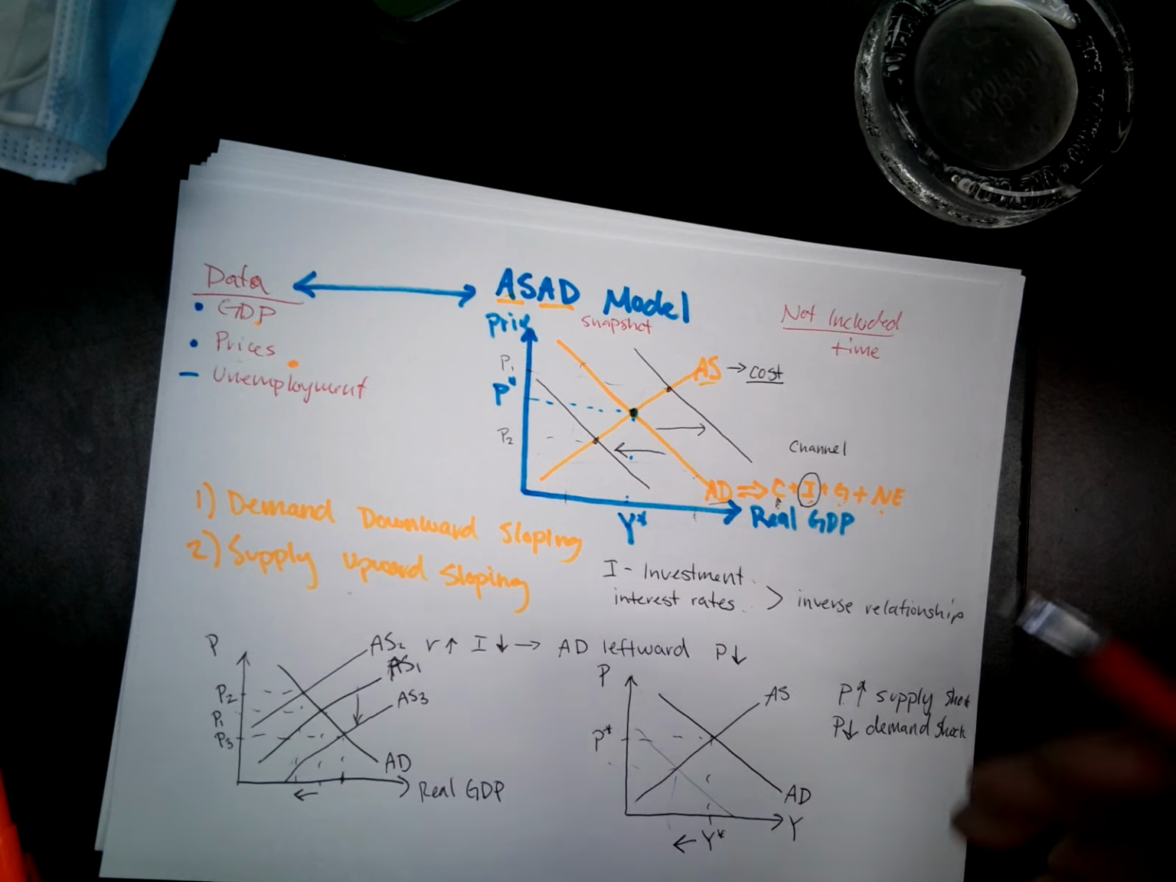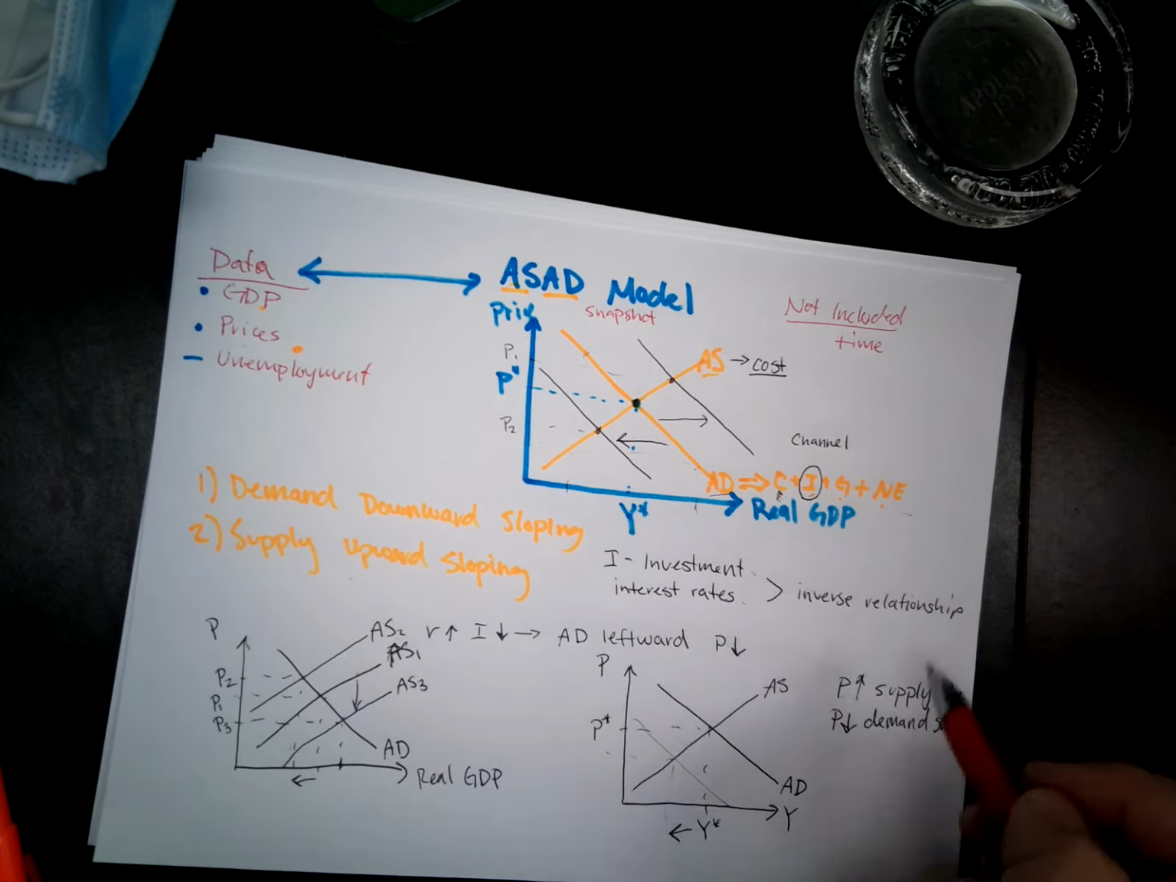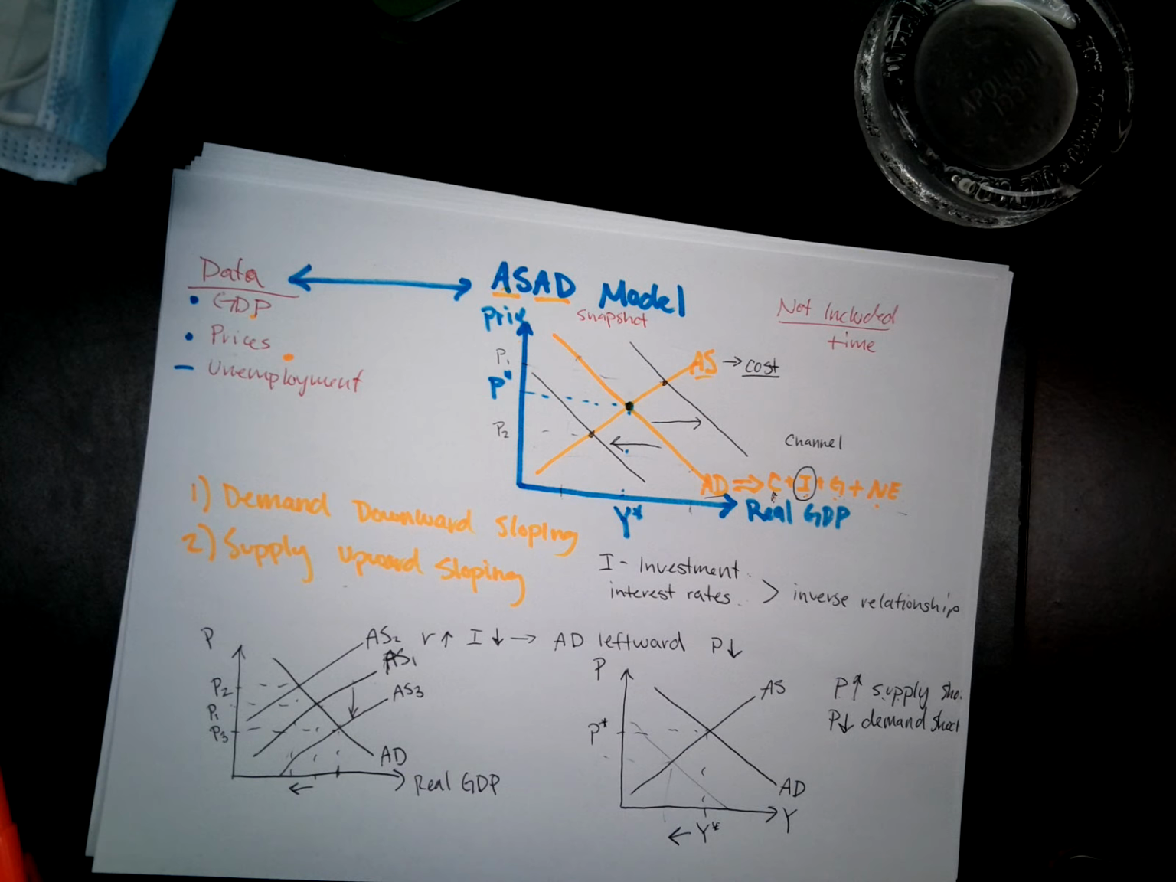A shock means an unexpected change in one of these variables, or an unexpected change on the supply side in firm costs, such as, for example, our global supply chains breaking down as they did in the recent pandemic. That's a negative supply shock.